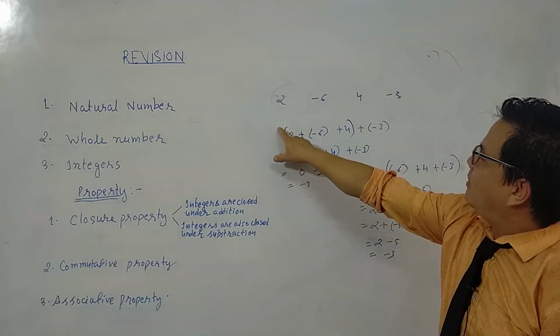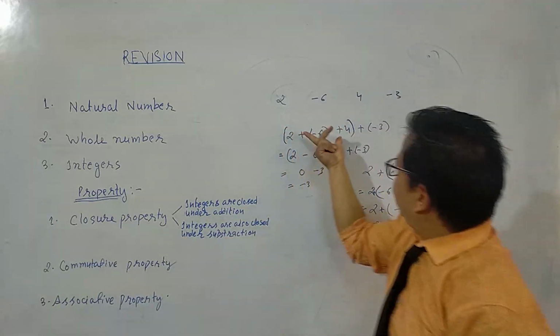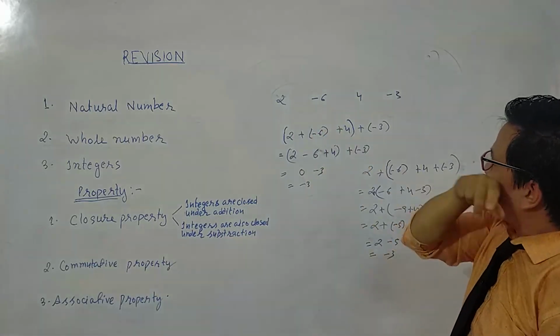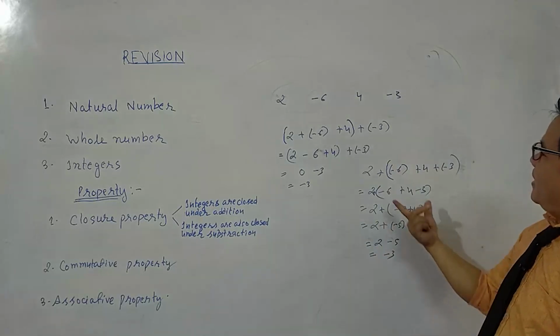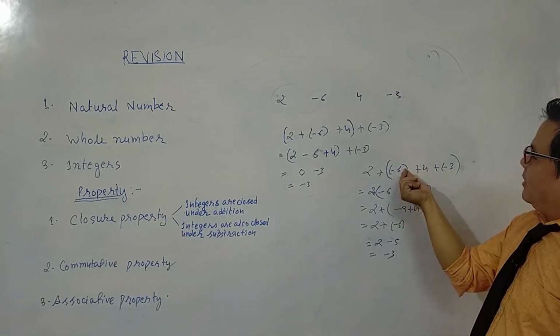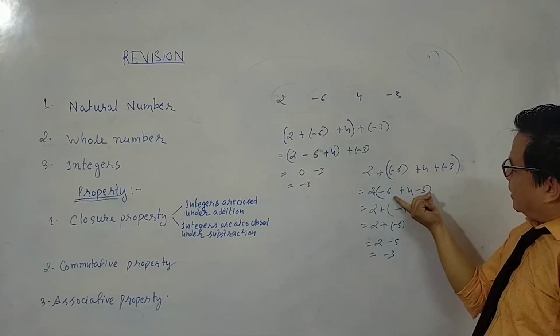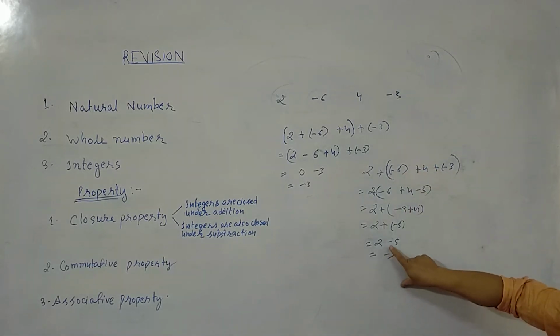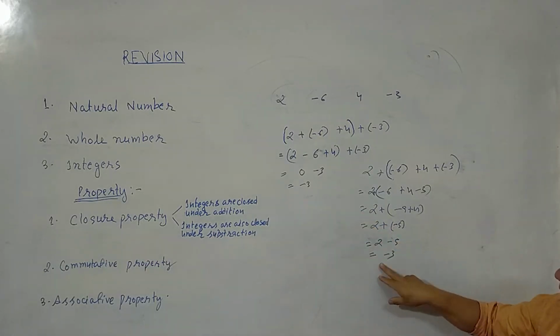So I changed the grouping. First I group these three: first, second, third. The result is minus 3. Then I group the other: second, third, fourth. I solve this first one. Then how much do I get? The result is minus 3. So I got the same result.